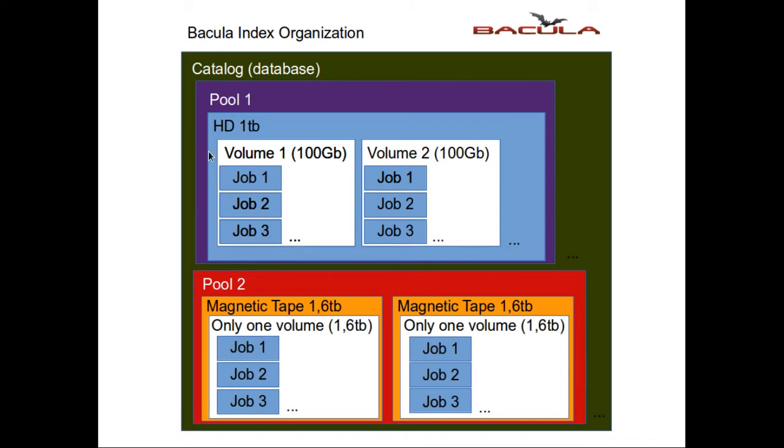Volumes should have a pool. I can have 1, 2, 3, as many pools as I desire. Normally, when I use more than one pool, I use them with different retentions. And here is an example of a second pool for magnetic tape volumes.